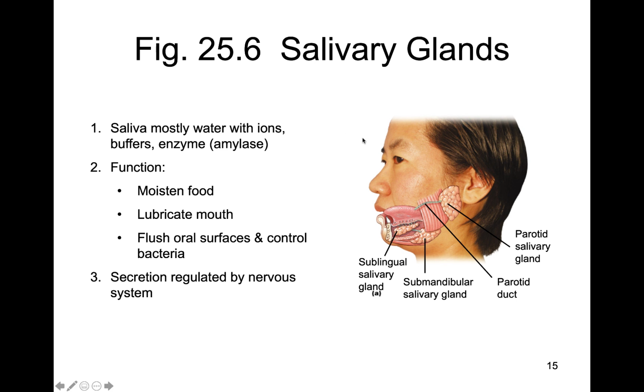And you have 3 salivary glands. Your sublingual, sub means under the tongue, lingual, submandibular, and also the parotid salivary gland. So that's there. So you have 3.